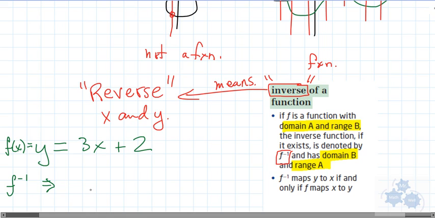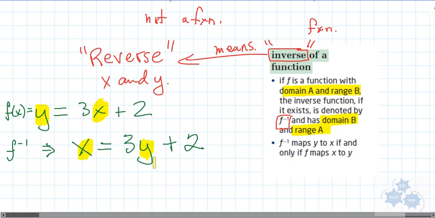The inverse of this function would look like this: x equals 3 times y plus 2. And notice how the y and the x switched places. See that? Now this is not necessarily a function right now. It actually is, but it may not be, because there's a lot of original functions that when you reverse the order, it doesn't create another function. But watch this. I'm going to finish this off.